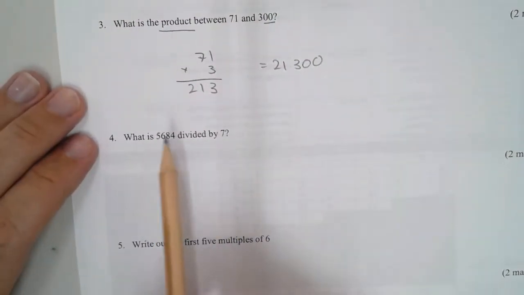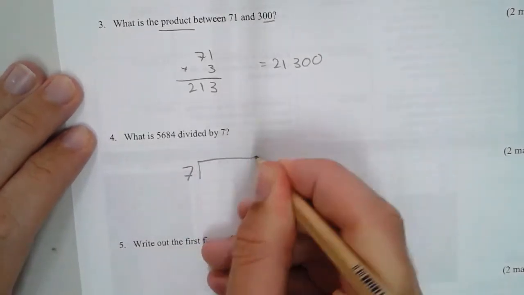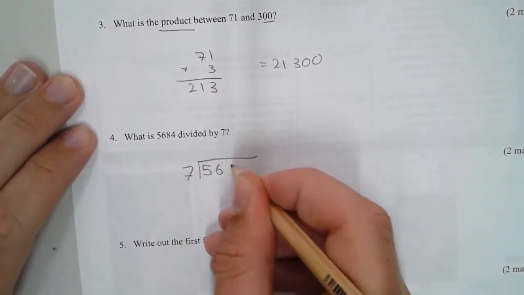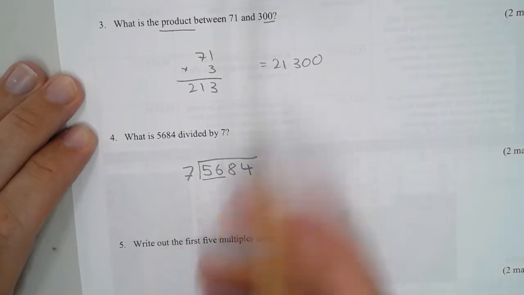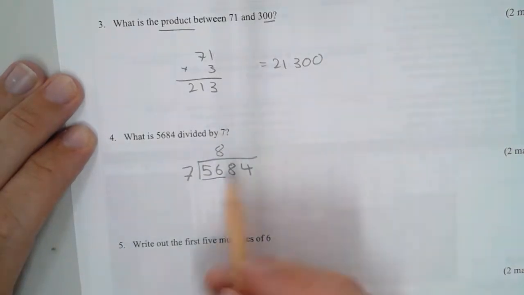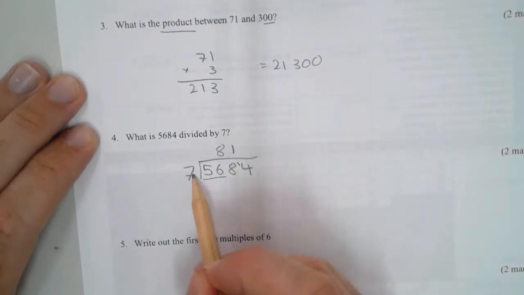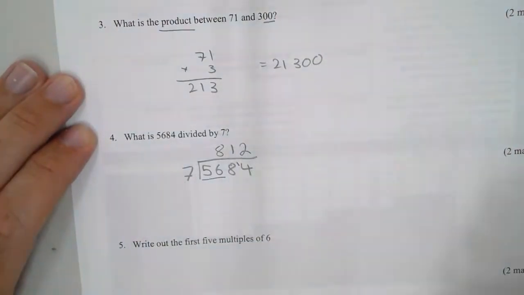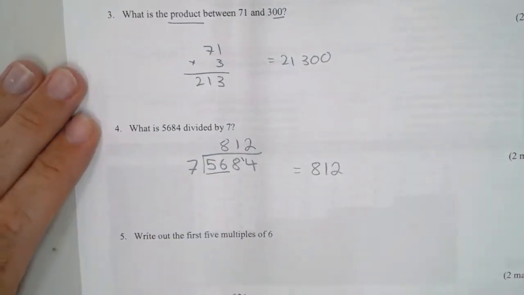Number 4. What is 5,684 divided by 7? So how many times does 7 go into 5,684? Right, 7 can't go into 5, so we're looking at two numbers. 7 times 8 is 56, no remainder. 7 can go into 8 once, with 1 remainder, and 7 can go into 14 twice. Let's not hide our answer. So it goes in 812 times.